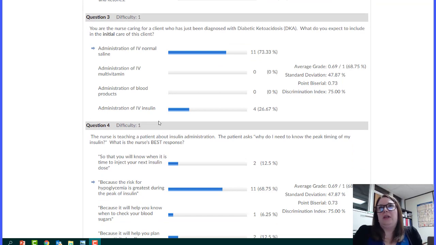Question 3. You are the nurse caring for a client who's been diagnosed with DKA. What do you expect to include in the initial care? See how I bolded initial? That means what are we doing first? And that is administration of normal saline.